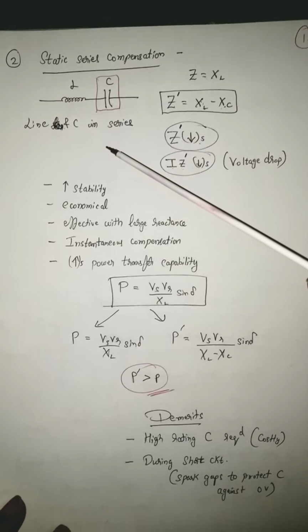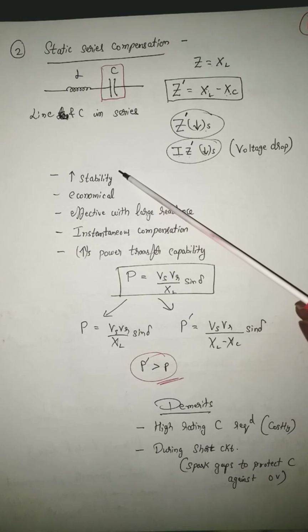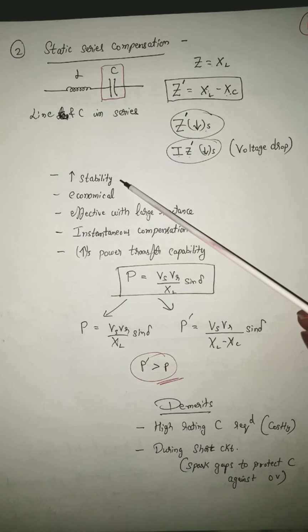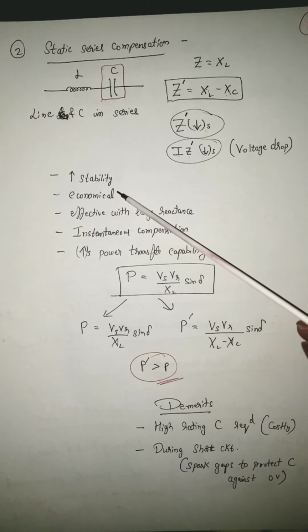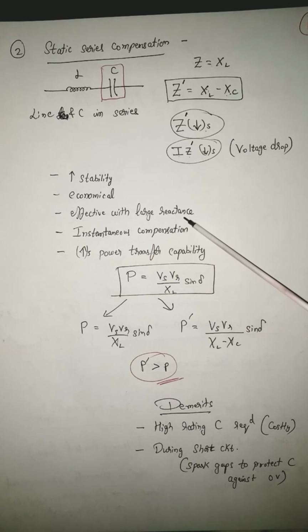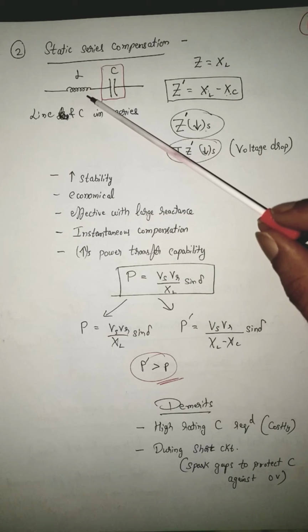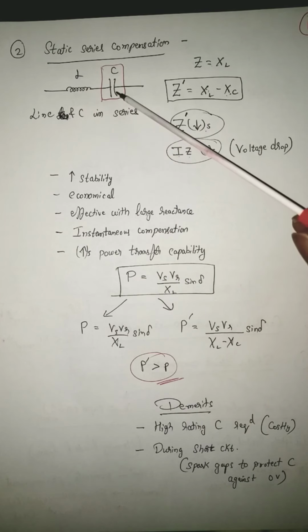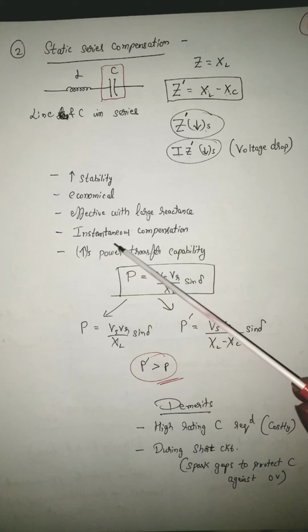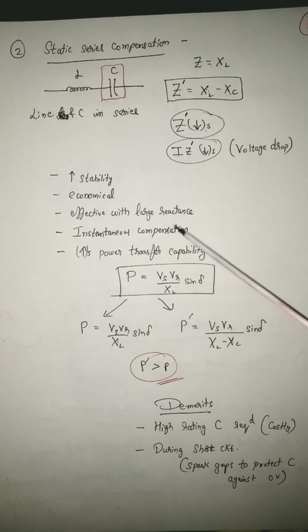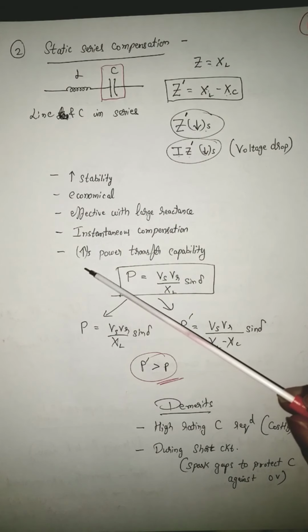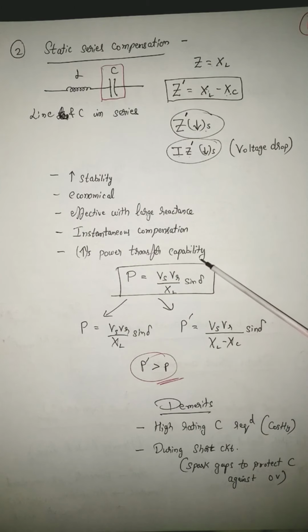So now let us talk about the advantages of this method. It will improve the stability. Obviously, whenever the reactive power balance is achieved quickly, stability will improve. It is economical. Cost wise, this is beneficial compared to other methods. It is effective with large reactance. If this line reactance is large, it is effective. If it is smaller, this method may not be that useful. It gives instantaneous compensation. Since it's readily connected with the line, it will give instantaneous compensation. And one more major merit is it will increase the power transfer capability. How much power the line can carry is almost doubled using this compensation.